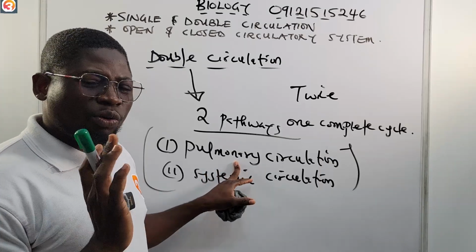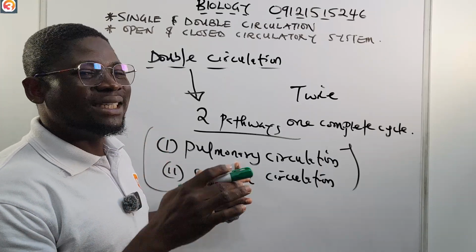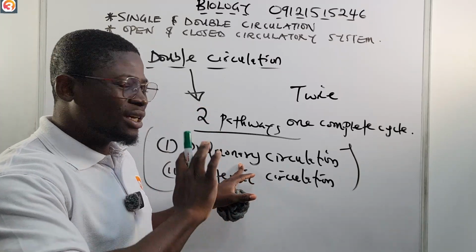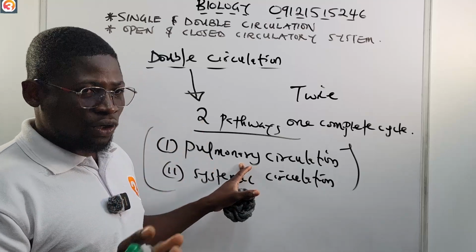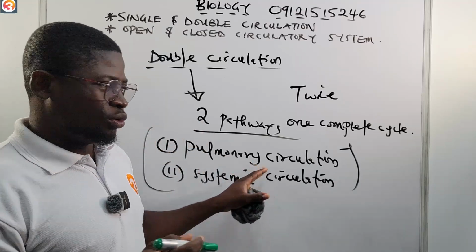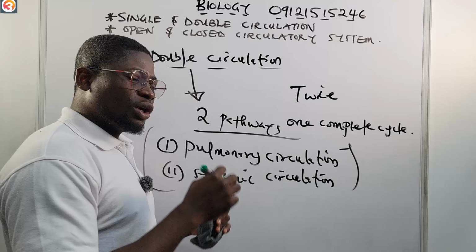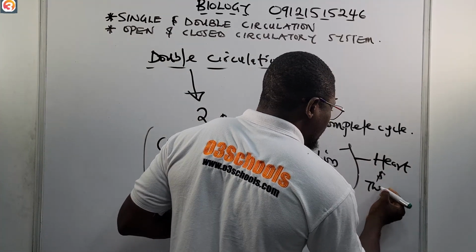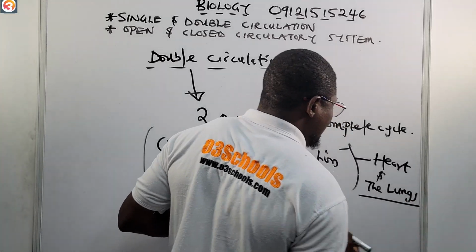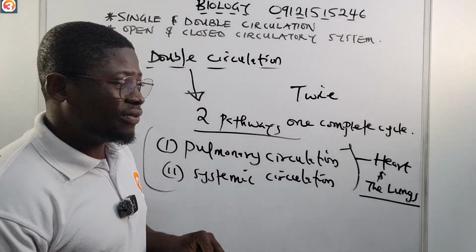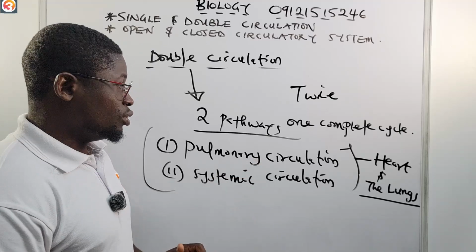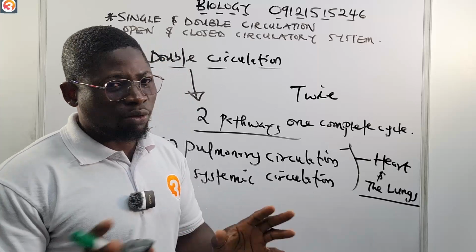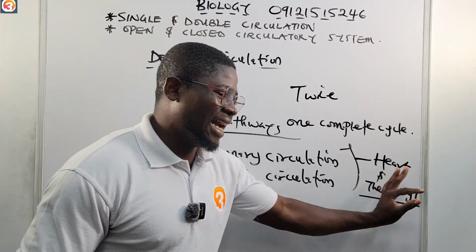All right, pulmonary circulation is the circulation between the heart and the lungs. That means blood flows all the way between the heart and the lungs. Please take note of that. It's very, very important. You'll see it in your past questions. Pulmonary circulation is the circulation of blood between the heart and the lungs. It does not concern any other part of the body. It only concerns the heart and the lungs.